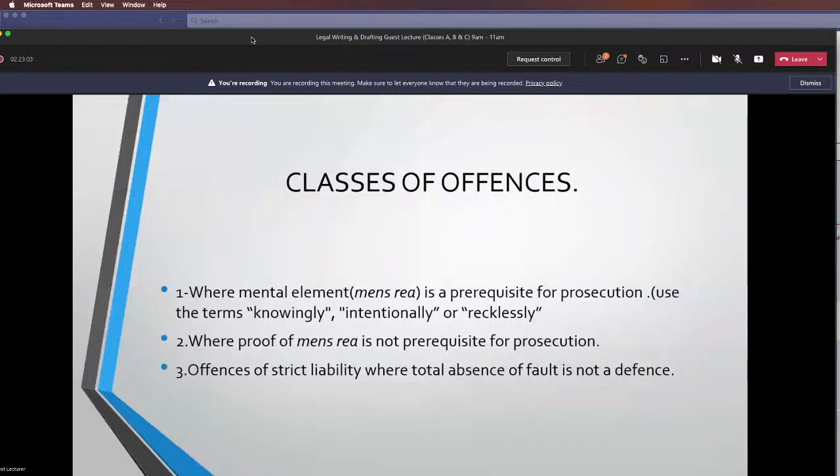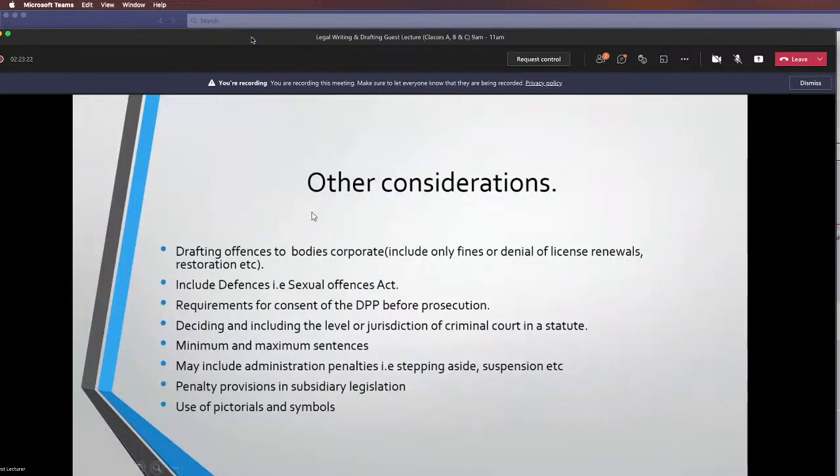Then we have another class where proof of mens rea is not a prerequisite for prosecution. We have offenses of strict liability where total absence of fault is not a defense. So I don't want to delve so much into this because I want to do the drafting part of it only, and because this we have done, as I'm saying. Now, what are the other considerations?